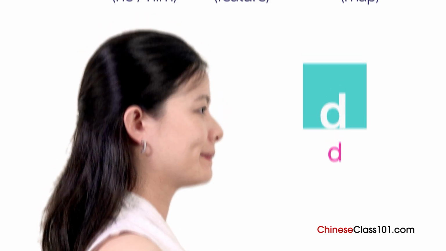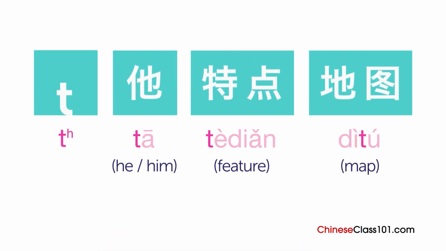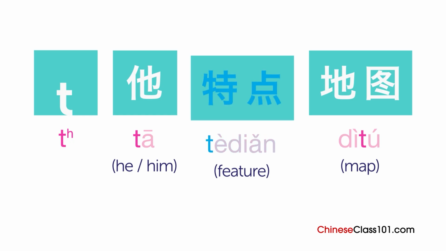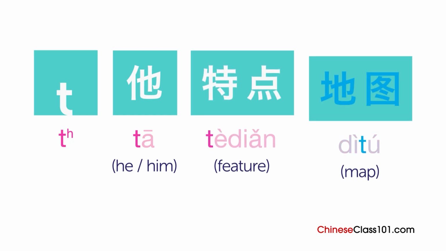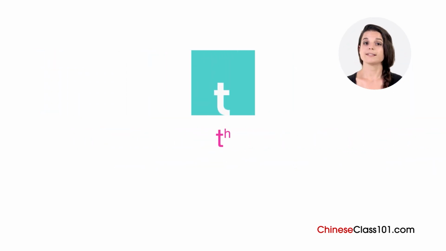The next consonant is t, 它，特点，地图。 This is the aspirated version of the T sound as it occurs in the word tan.